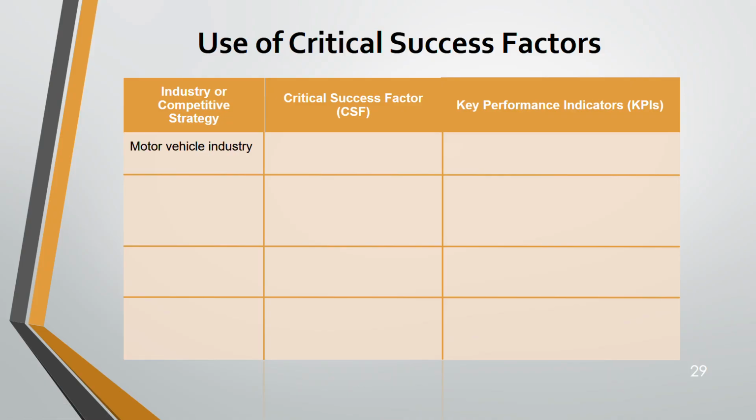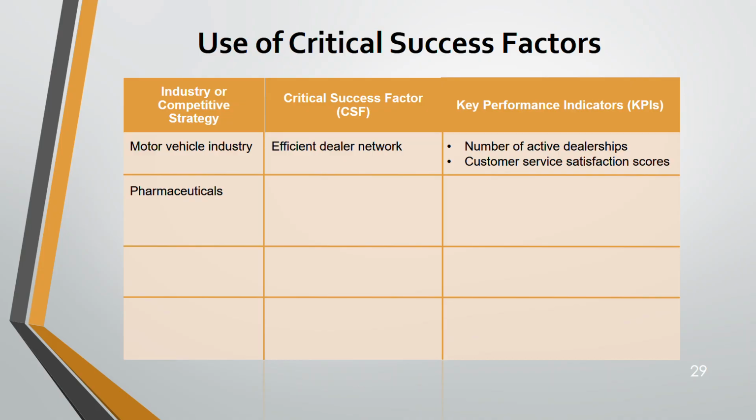So, if you are in the motor vehicle industry, an efficient dealer network is a CSF. How do you check whether you are achieving that efficient dealer network? By the number of active dealerships. If it's increasing, that means yes. Next, customer service satisfaction scores also.